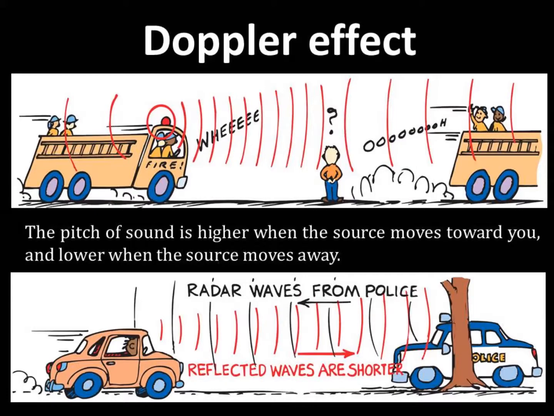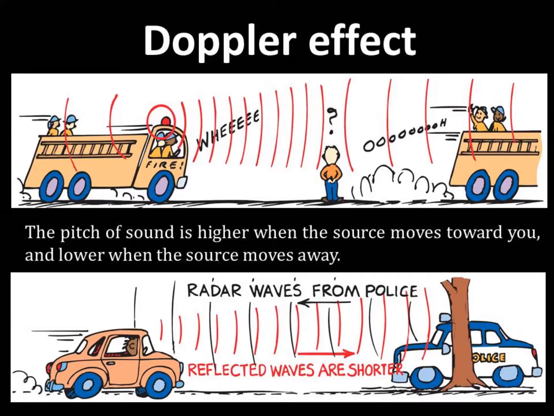Now, the next picture shows that the pitch of sound is higher when the source moves towards you and lower when the source moves away. So the listener is going to hear the fire engine coming towards him, but then when it passes by, he'll still hear it, but it will be at a lower frequency.